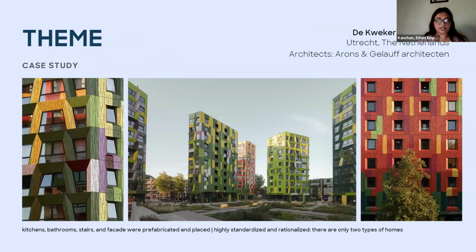Another case study that you can check out for yourself is the De Quickeridge Apartments in Utrecht, the Netherlands. So here the kitchens, bathrooms, stairs and facade, they were all prefabricated and placed. It's a very highly standardized and rationalized group of buildings, and there are only two types of homes. But you can also notice here what they have done with the facade. So interestingly, with a lot of colors and shapes and a lot of geometry, right? So it doesn't mean that you have to design boxes when you're prefabricating. You can also be really creative.